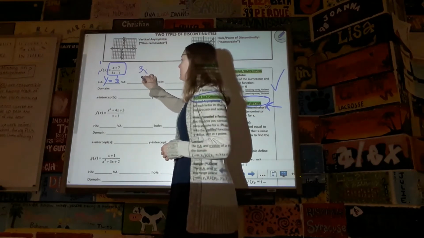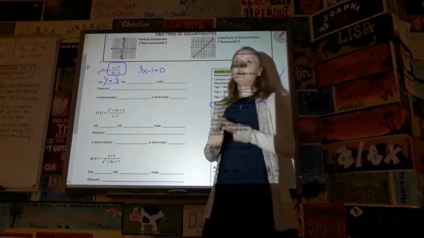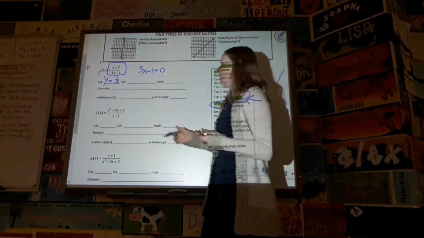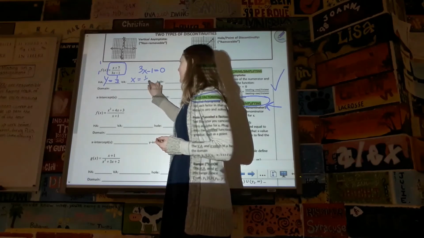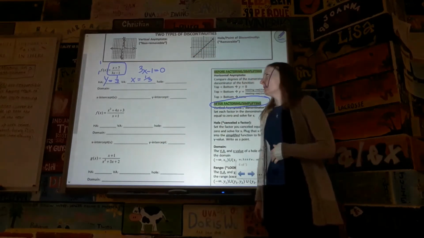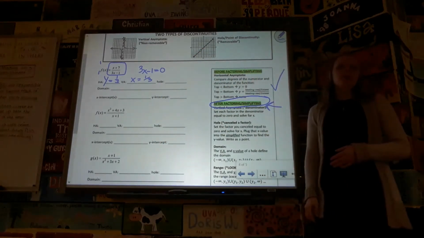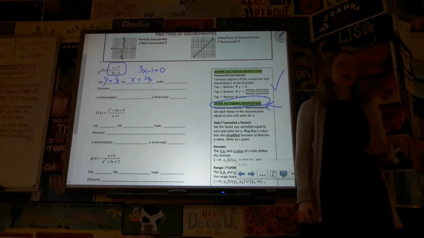3x minus 1 is the entire denominator. You want to set that entire thing equal to 0 and solve. Probably do that in your head. You add the 1, divide by 3, I get 1/3. So my vertical asymptote is x equals 1/3.